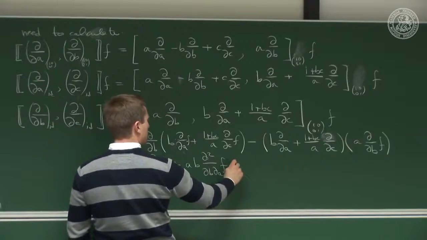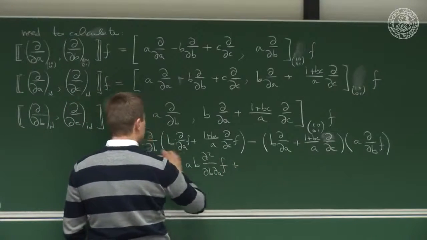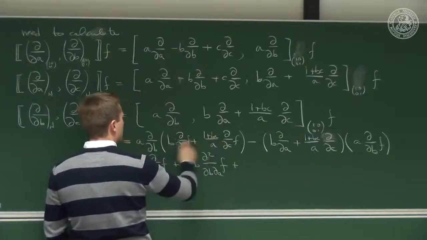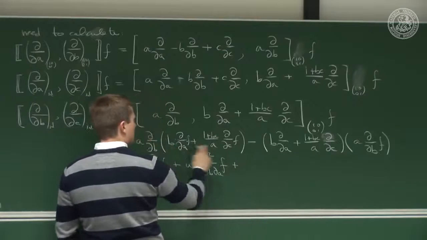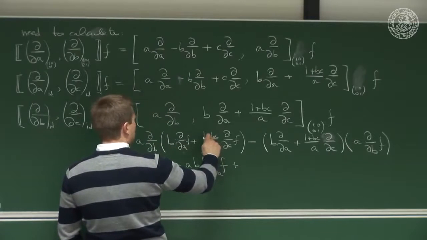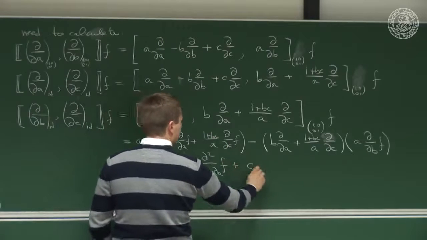Now we continue. This is plus. Now this acts on this. Same game. There's a b in here. So you have to take this derivative. The a goes against this a. We derive with respect to b. So what remains is a c.